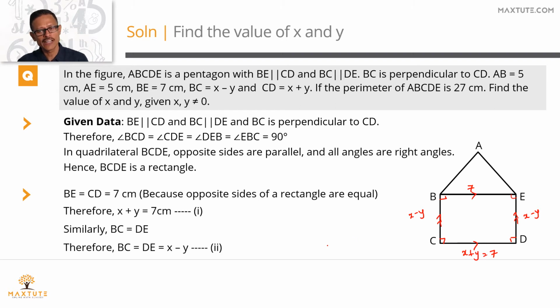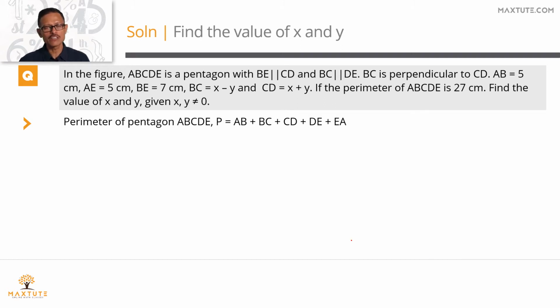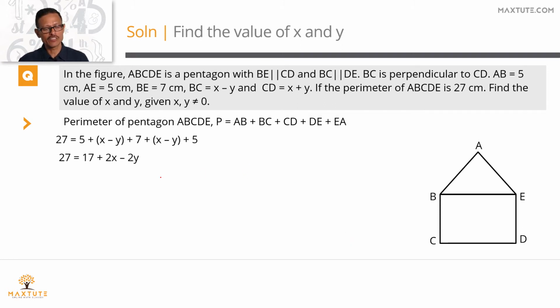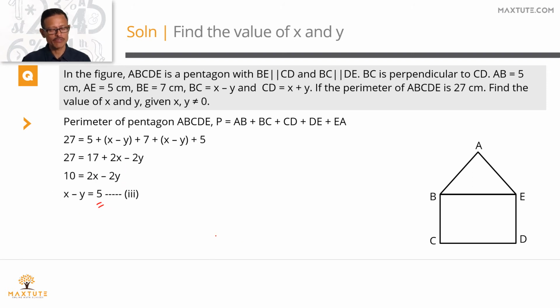How are we going to go about finding out? We're basically going to plug in the values of this as 5 and 5. This is already known to us as 7. Adding up all of these 5 sides to give us the perimeter, which is equal to 27. So from that, we got the value of x minus y to be equal to 5.